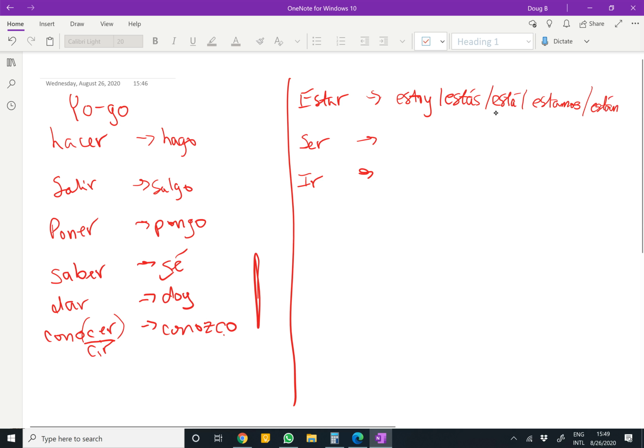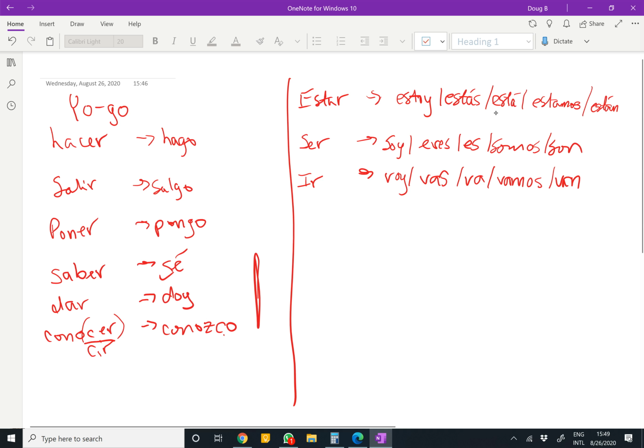Cool. My writing's a bit sloppy there, but ser, you guys know ser at this point. Yo soy, eres, es, somos, son. Ir: voy, vas, va, vamos, van. And you just have to memorize those because they're just different, right? They don't follow a clear pattern.